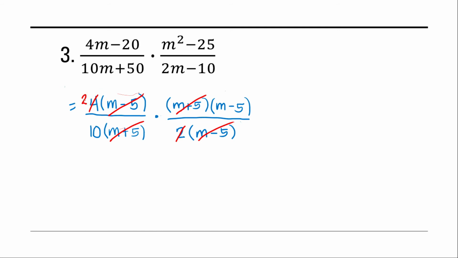So, 2 over 10 can also be cancelled out, or pwede pa natin siyang i-lowest term as 1/5. So, ang matitira na lang sa ating numerator will be 1. Dito ay 5. So, for the numerator, ang natira na lang is m minus 5. And for the denominator, we have the number 5.